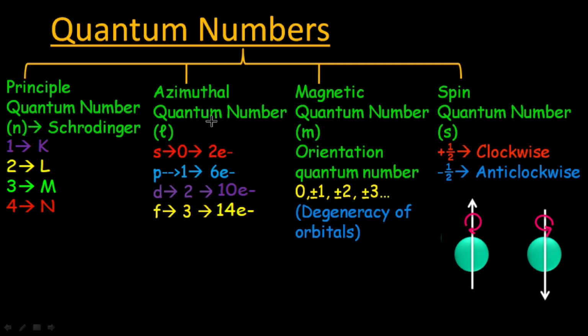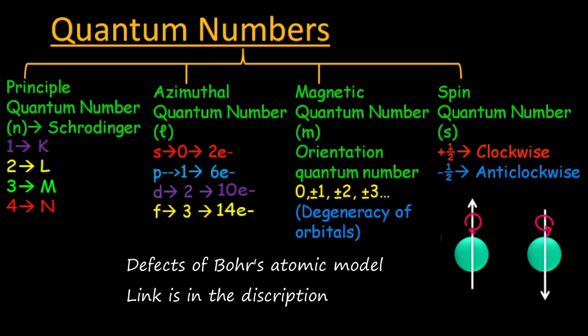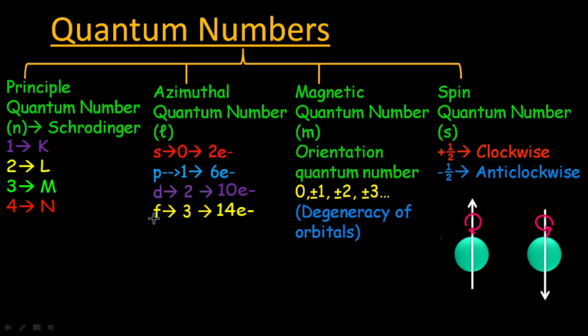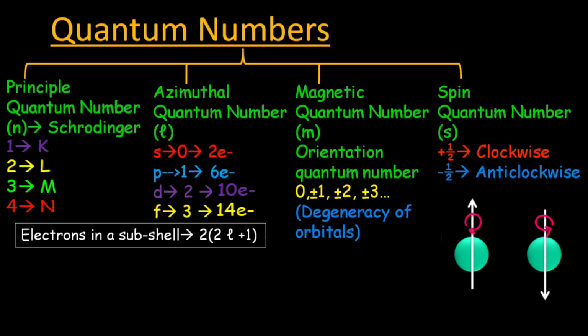The second quantum number is azimuthal quantum number that tells us about the orbitals S, P, D, and F. S stands for sharp, P stands for principal, D stands for diffused, and F stands for fundamental. The azimuthal quantum number is represented by l. The azimuthal quantum number value for S is 0, for P it is 1, for D it is 2, and for F it is 3.